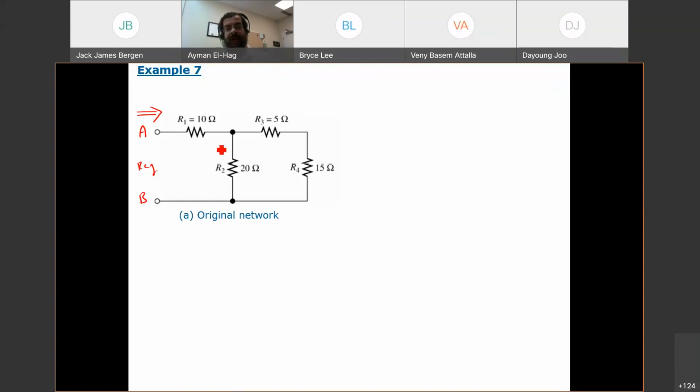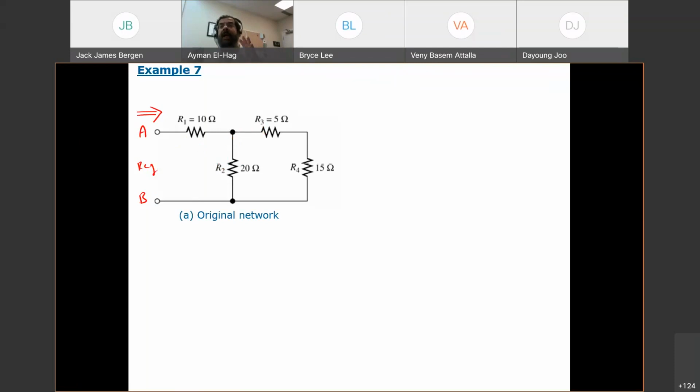Now, they share one node, but the question is, are R1 and R2 the only two elements sharing this node, or is there another element sharing this node with them, which is R3? So this node is not only shared by R1 and R2. It means that R1 and R2 are not in series. So this is very, very important. Okay, so this is the first thing.